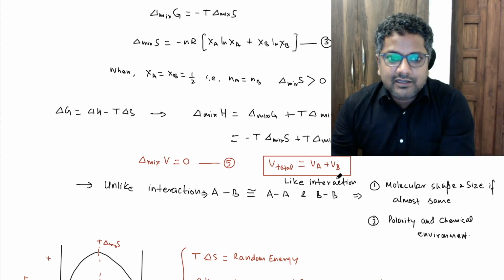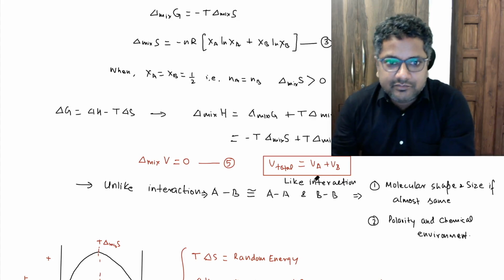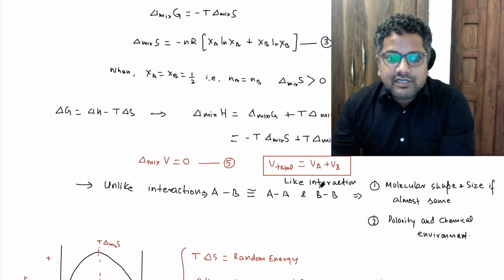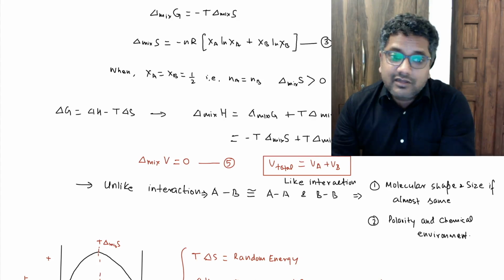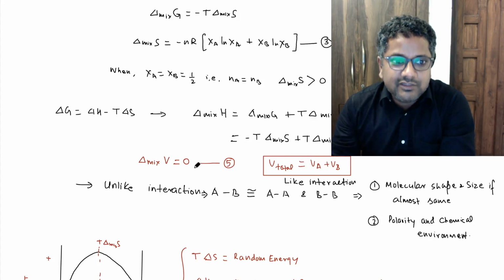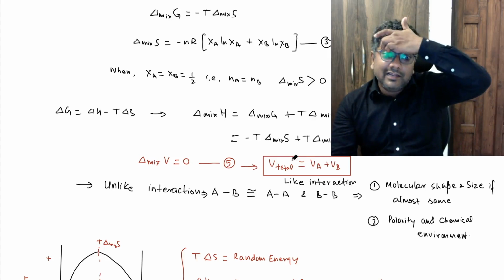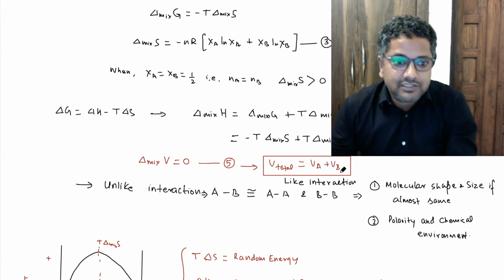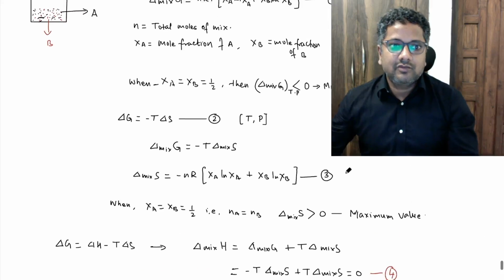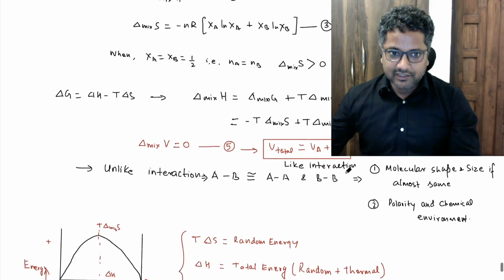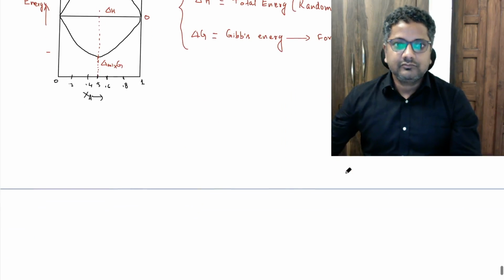If one has some polar bonds or some hydrogen bonding ability, then this will not be equal. V total is not equal to VA plus VB. But since we are assuming that delta V mixing is equal to 0, this is always true. So for an ideal mixture it is okay, but in a real situation this is not obtained. So this is the total thermodynamics of the ideal mixture.